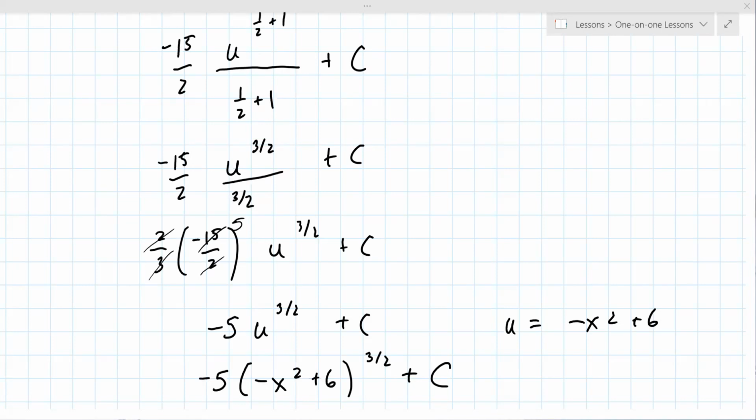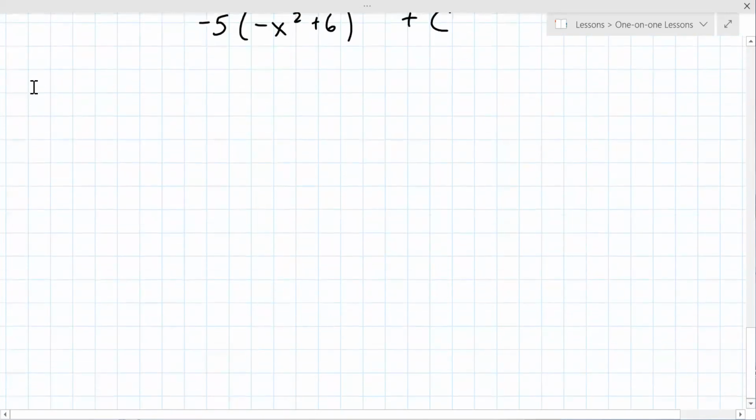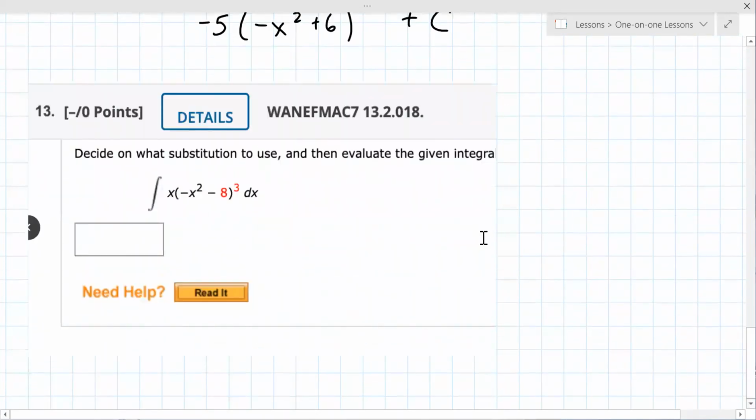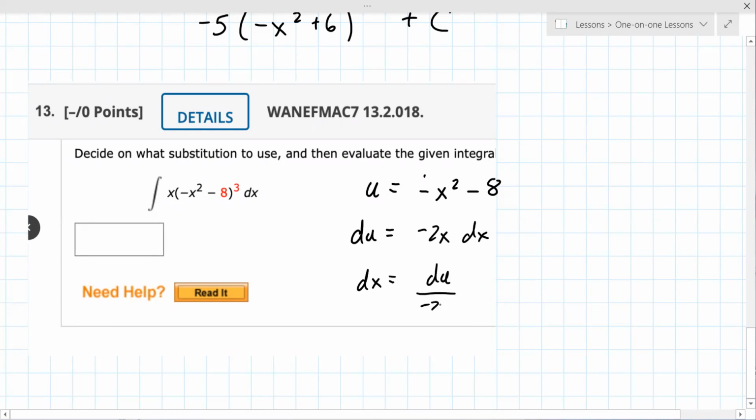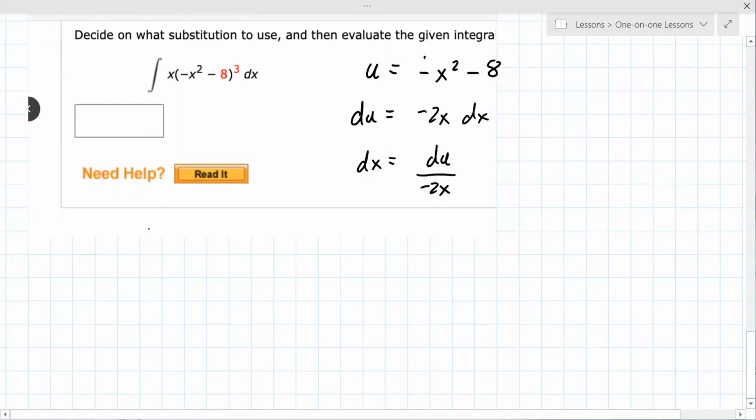So let's look at 13. 13 is another u substitution. The point here is to figure out the correct u substitution. It is what is in parentheses, minus x squared minus 8, and you take a derivative of both sides. So this is minus 2x, and this is 0, and then you put a dx with it. So then you solve for dx. You divide both sides by minus 2x, so dx equals du over minus 2x. So we're going to rewrite the integral.